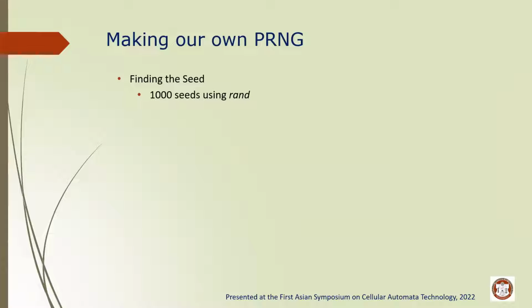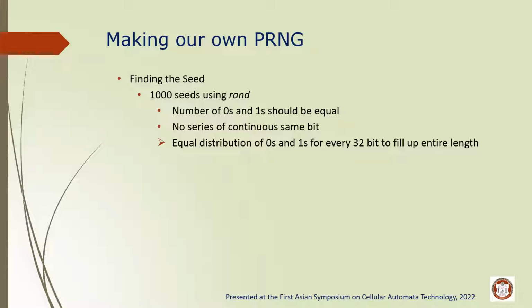To check whether the PRNG works or not, we need a seed, but till now we have not considered what our seed can be. So to find the seed, we again ran a program. We took 100 seeds using RAN, but we required some features to be satisfied for each seed. The seed must have an equal number of zeros and ones. There should not be any series of continuous same bits, and we took 32-bit blocks with equal distribution of zeros and ones to fill up the entire loop.